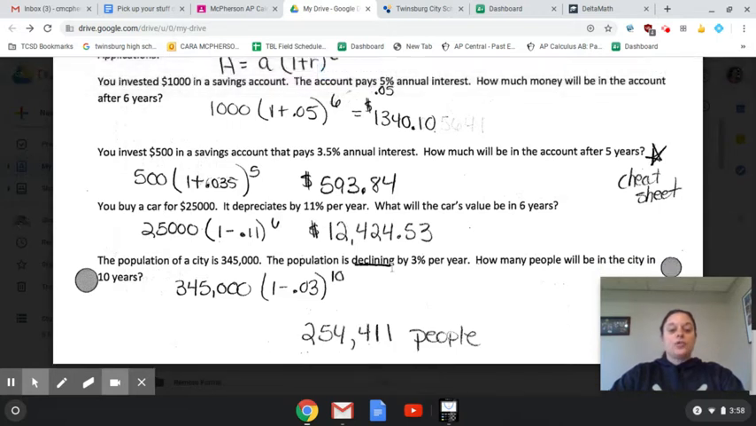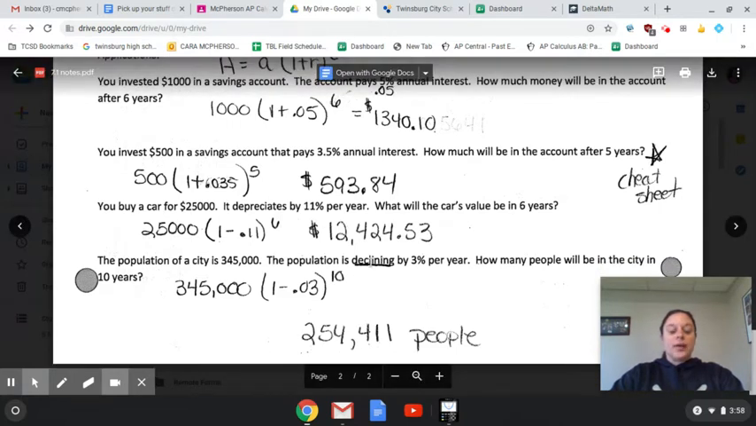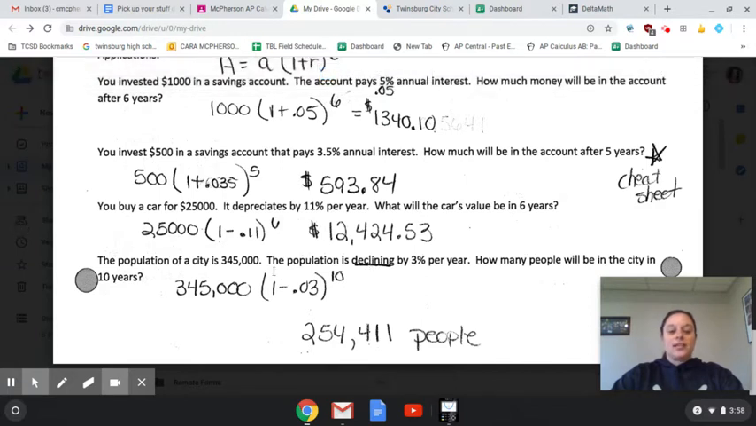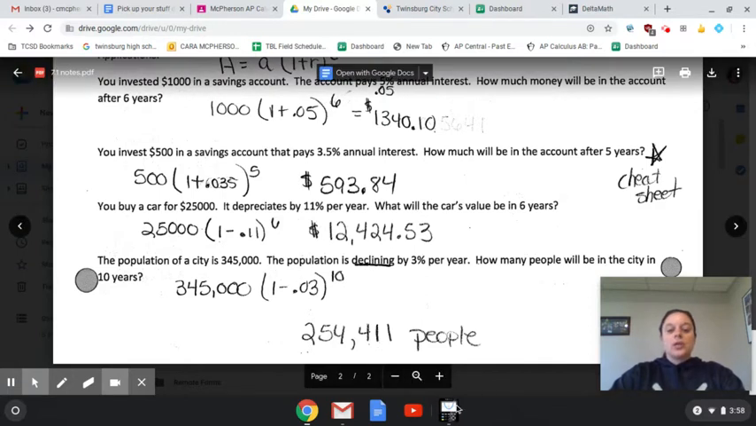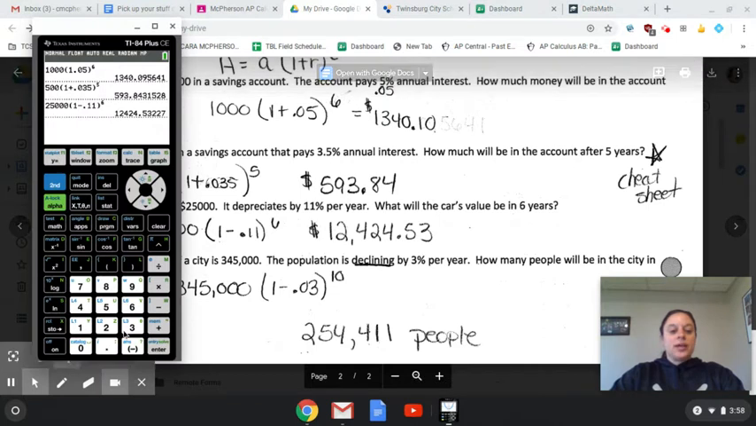You can also have a population decline. They usually use the word decline instead of depreciate when you're talking about people or any type of population. It could be animals. So your initial population is 345,000. We are dropping by 3%. So you can do 1 minus 0.03. The other thing you could do is just type in 0.97, because if you're dropping by 3%, that means you would have 97% each year. So you can do a shortcut if you'd like. And it wanted to know the population 10 years after this starts.